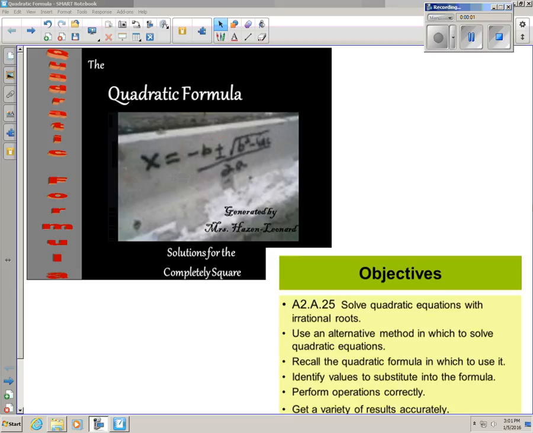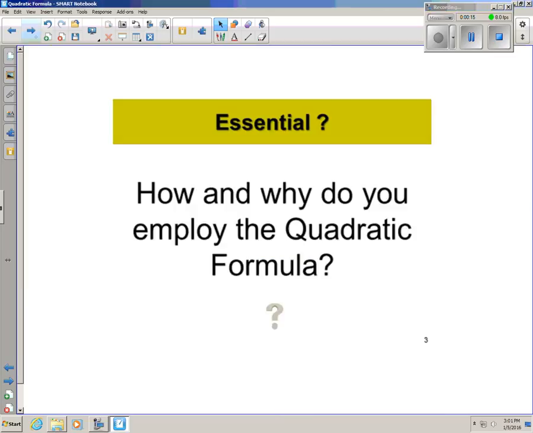So the next thing that we have to learn with regard to quadratics and solving them for the Algebra 1 Common Core is the quadratic formula. And the reason as to why is because it's one of the learning standards. So the essential question is, how and why do you employ the quadratic formula? Well, the how is you're going to be provided the quadratic formula in the back of your Regents exam. So I'm going to show you in this lesson how to use it.